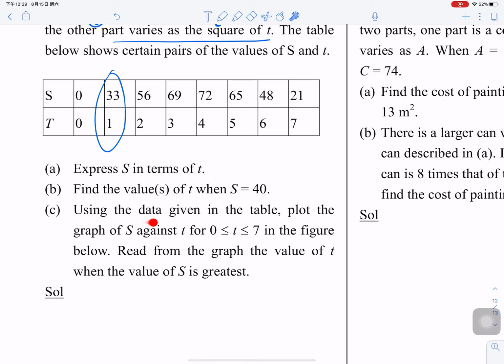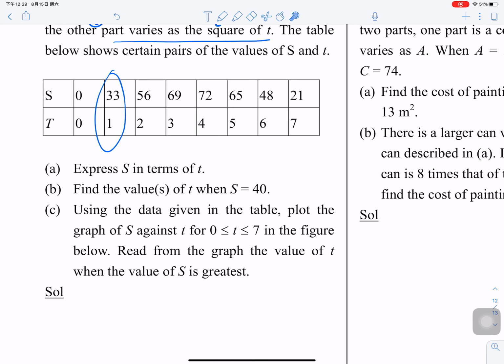And C, use the data given in the table, plot the graph of s against t for t between 0 and 7 in the figure below. Read from the graph the value of t when the value of s is greatest.